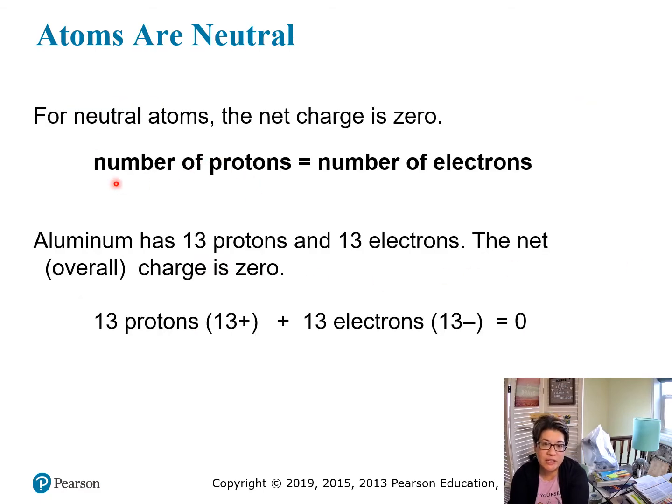So usually for a neutral atom that is not an ion, for a regular neutral atom on the periodic table, the number of protons is the same as the number of electrons. So here's an example. Aluminum has 13 protons and 13 electrons. So overall, those charges are going to cancel. 13 positive, 13 negative, 0 net charge. So overall, they have a 0 charge.